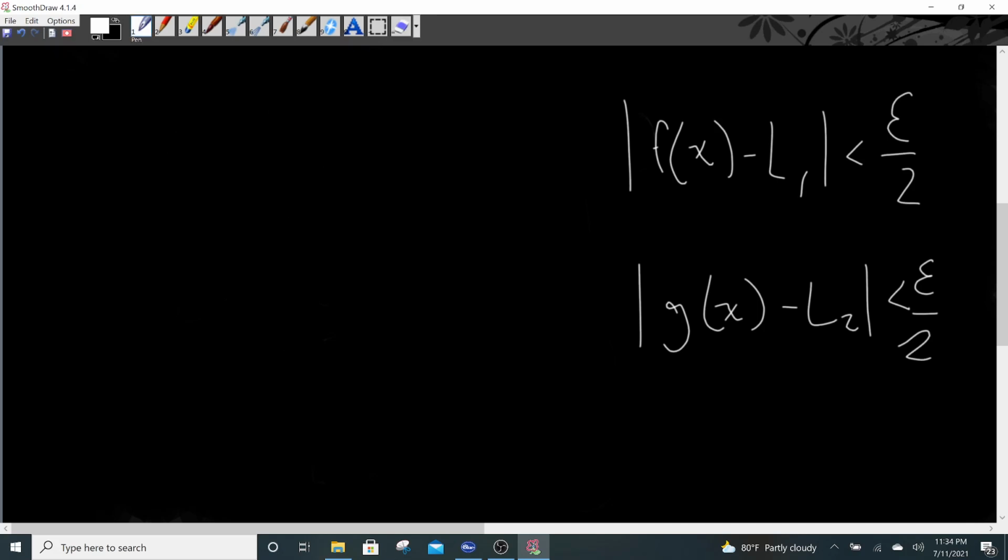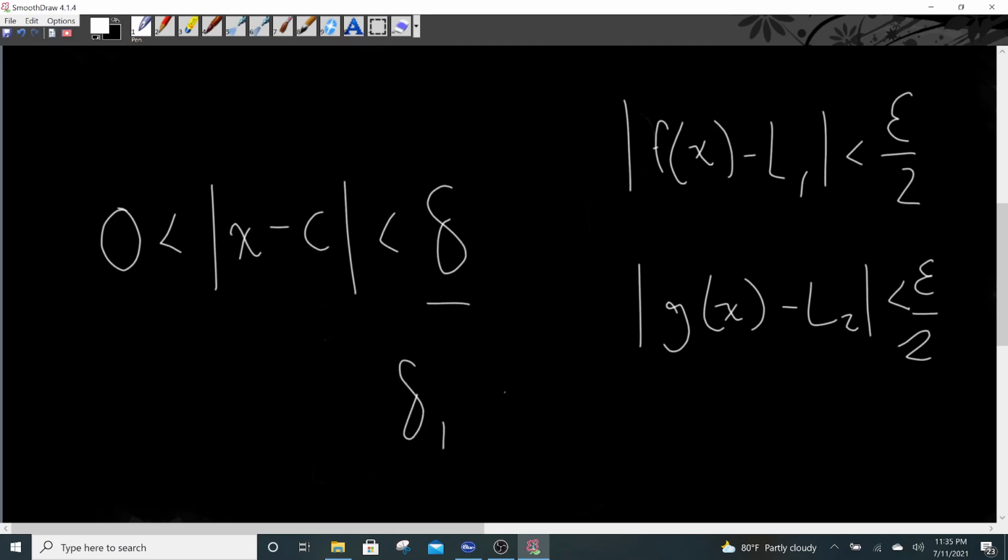I hope that makes sense. Let me write the actual expression down. If 0 is less than the absolute value of x minus c, which is less than delta, where delta is the smaller of delta 1 and delta 2. Why do I keep saying epsilon when I mean to say delta? It's getting late. We have delta 1 and delta 2, that's what I mean to say. I need to go to sleep soon. But we have delta, which is the smaller between delta 1 and delta 2.